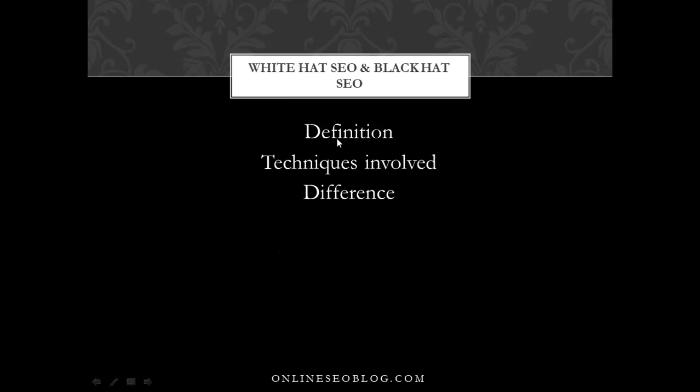White hat SEO is something that contributes to ranking your website at a higher search rank, but by following Google guidelines. Okay, and black hat SEO is something that contributes to higher search engine result ranking of your website, but by not following the Google guidelines. Okay, now the techniques in white hat SEO means you have done proper keyword research. In black hat SEO you are doing keyword stuffing. Keyword stuffing means entering so many keywords in a post that is not desirable.